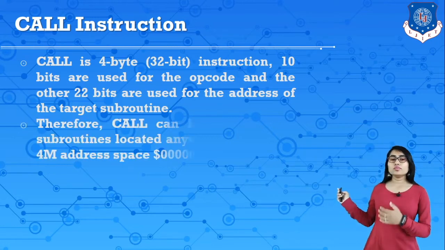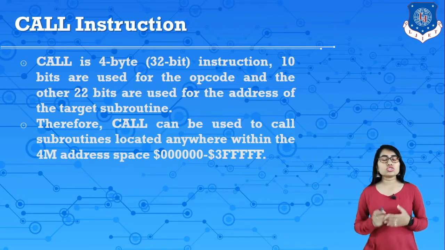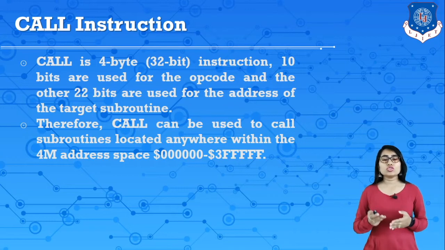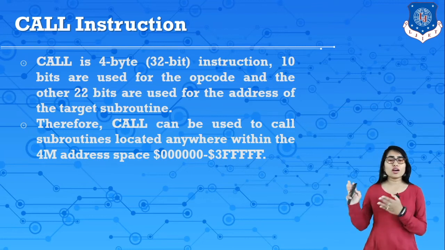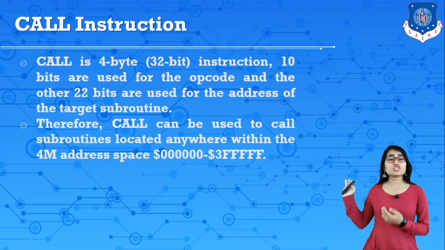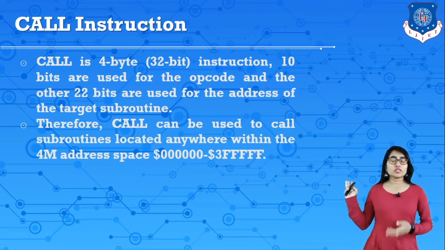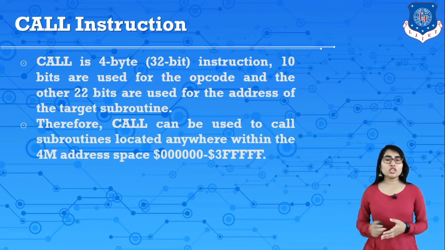Therefore CALL can be used to call a subroutine located anywhere within the 4 MB address space, starting from 00000 to 3FFFF. So the subroutine can be stored in the given address range, and after storing it there, we can use the CALL instruction to execute our subroutines on those memory locations. So this is the CALL instruction.